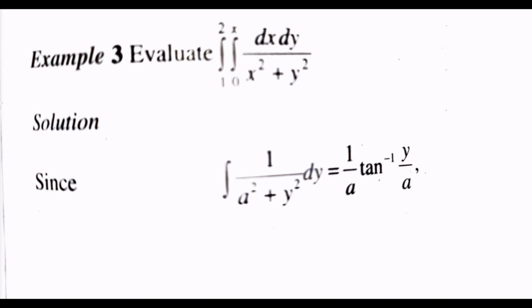Next question is to evaluate the integral from 1 to 2 of the integral from 0 to x of dx dy divided by x² + y². The solution is as follows. We know that the integral of dy/(a² + y²) is equal to 1/a times tan inverse (y/a). We apply this result.